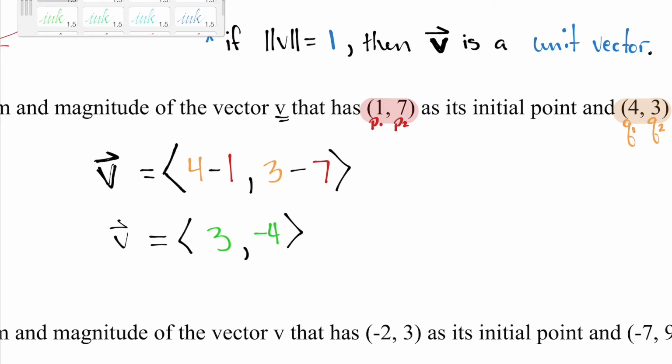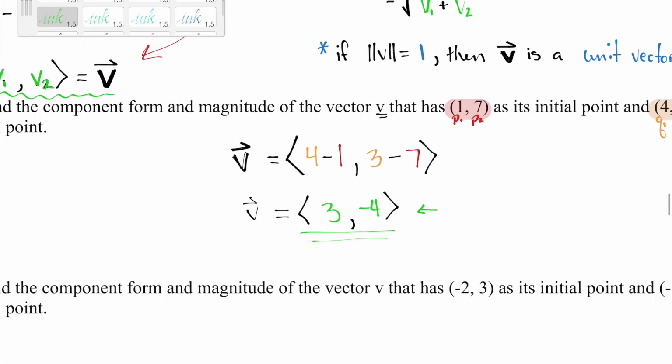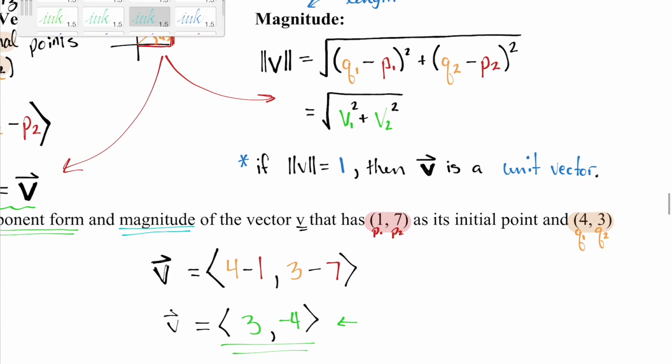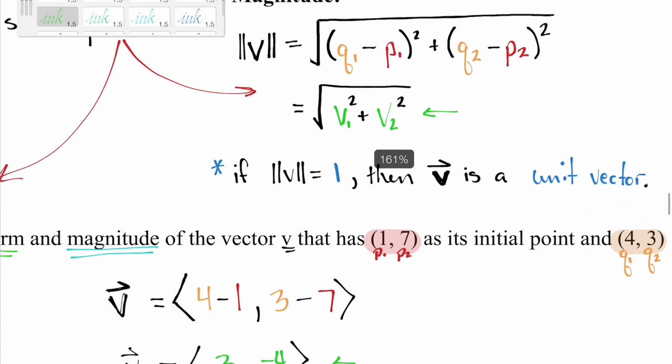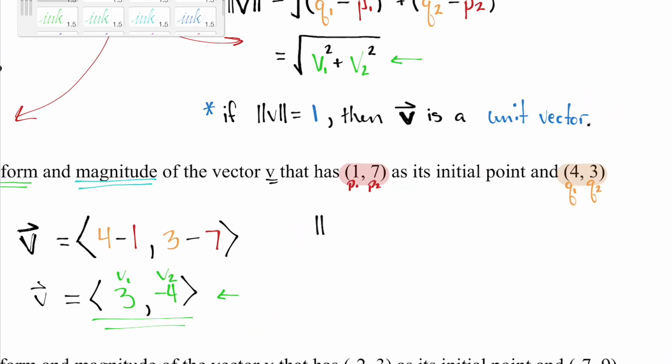And here you have our component form. So I've got my component form, and now it wants me to find the magnitude itself. I really like finding the component form first and then doing the magnitude because then I can skip this first part of finding the magnitude and I can just plug everything into the second one. Since I have my v1, v2, I don't have to use q and p anymore. So this is basically finding the hypotenuse of the triangle this makes.